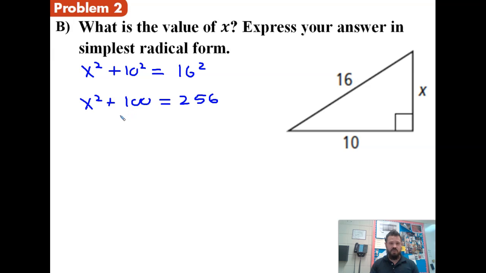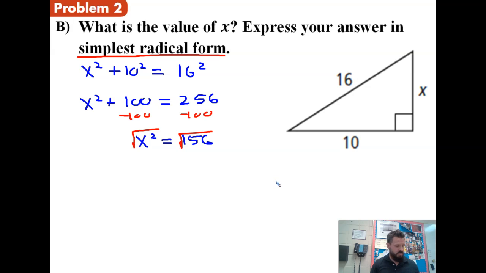I want to get the x by itself, so I'm going to subtract 100 from both sides. That'll give me that x squared is equal to 156. And then at this point, since it says put the answer in simplest radical form, we'll square root both sides. We'll cross our fingers. Hopefully it works out nice. Square root 156. Nope, not a nice number. So what we need to do is just like we did in the last problem, factor this 156 down so we can put it in simplest radical form.